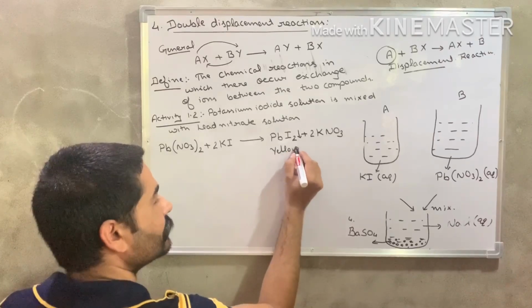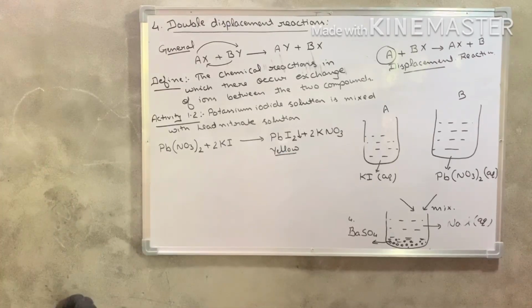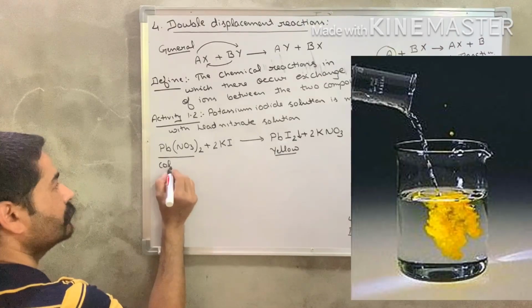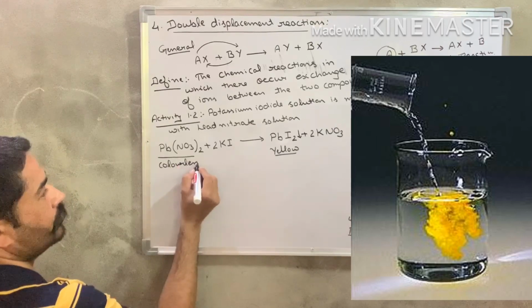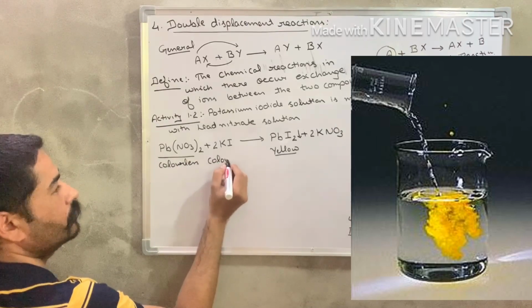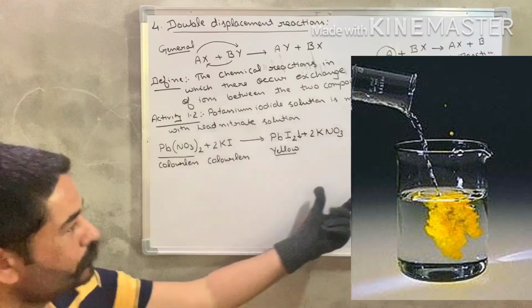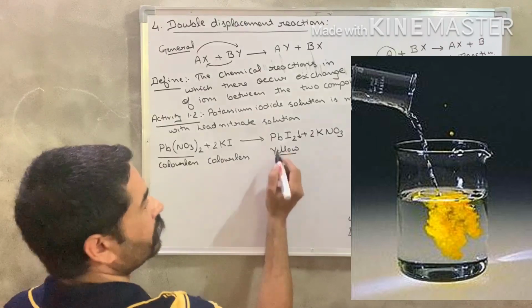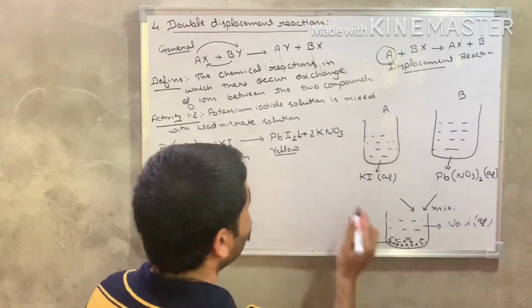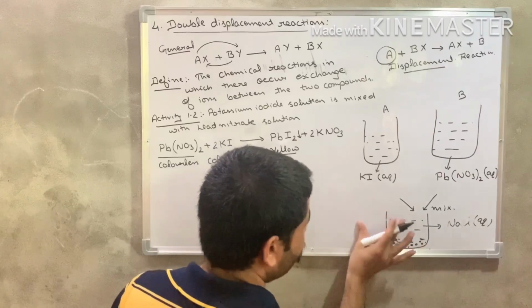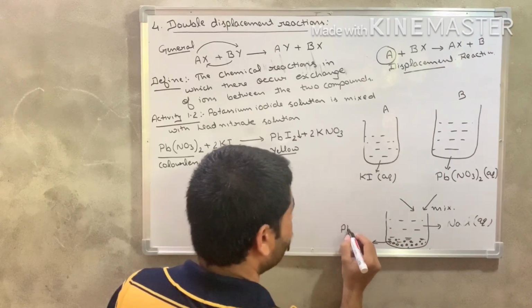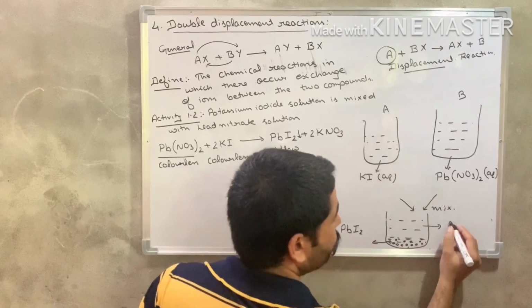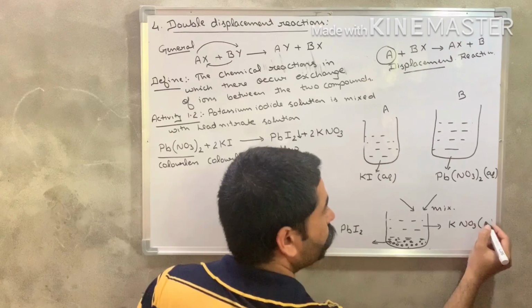This is a very interesting chemical reaction to see, because both are colorless. Lead nitrate is colorless, and potassium iodide is also colorless. Both are transparent colorless solutions. When you mix, suddenly yellow color forms due to the formation of lead iodide. Again, this acts like a precipitate. So this precipitation is due to the lead iodide, a yellow precipitate, which will settle at the bottom, and the solution will be potassium nitrate in aqueous form.